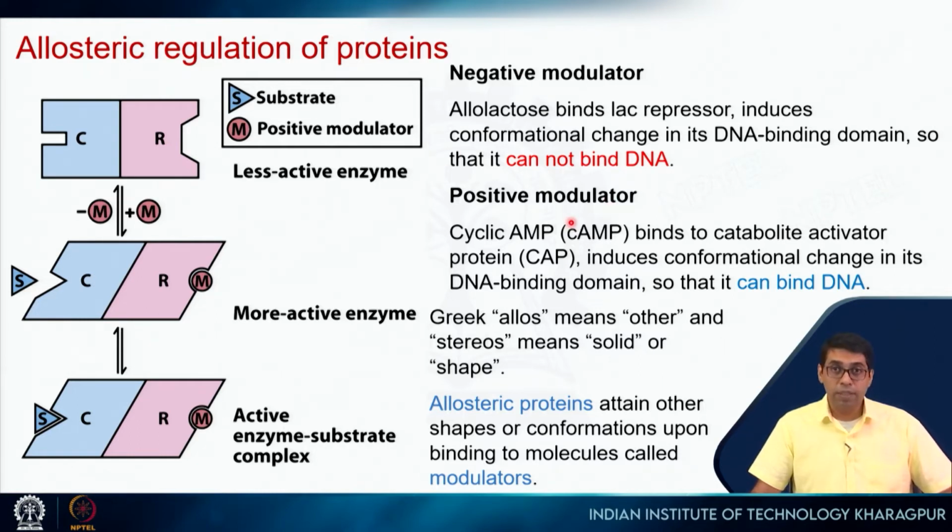There is another reverse example of this, where cyclic AMP binds to the catabolite activator protein, and it induces a conformational change in its DNA binding, so that now it can bind DNA. Okay. So, this is the reverse of the lac repressor and allolactose. So, in this case, cyclic AMP is a positive modulator.